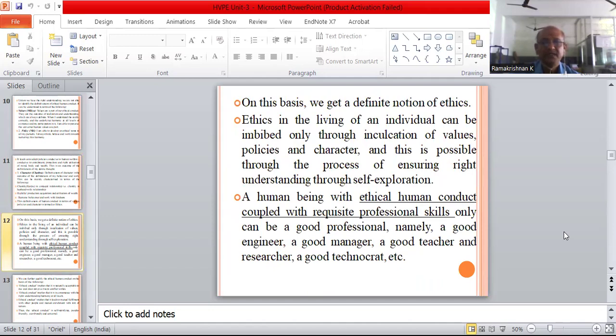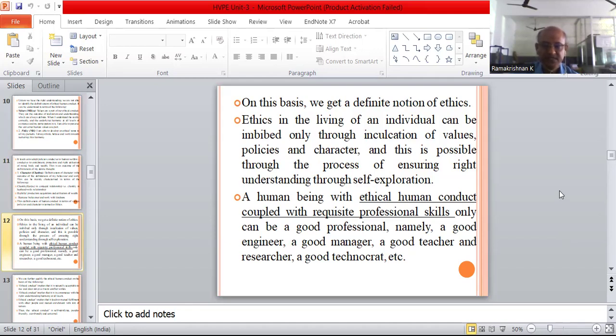So ethics in the living of an individual can be embedded only through the inculcation of human values. A human being with ethical human conduct coupled with the requisite professional skills is only then considered a professional. For example, if we consider an engineer, the engineer should have good professional and technical knowledge, but it should be coupled with good human ethical conduct. Then only it will be successful.